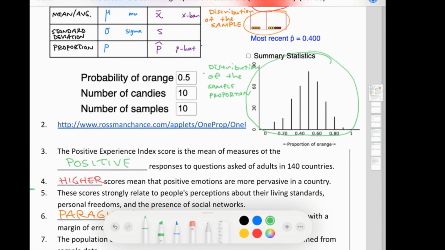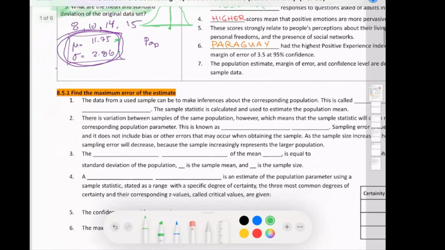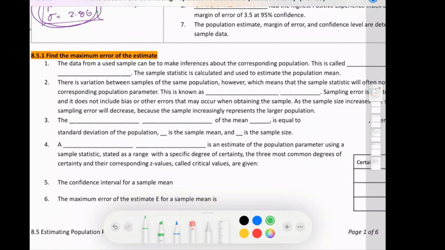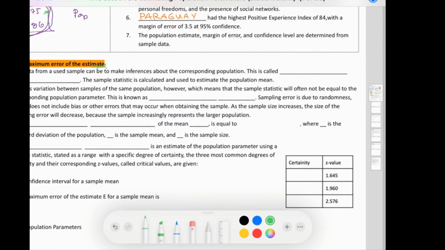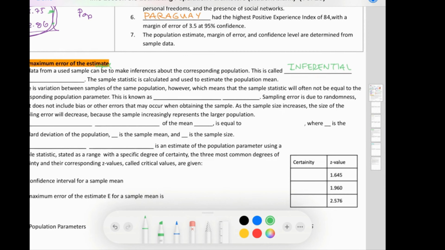Alright, let's go down now to 8.51, finding the maximum error of the estimate. Number 1, the data from a sample can be used to make inferences about the corresponding population. This is called inferential statistics.